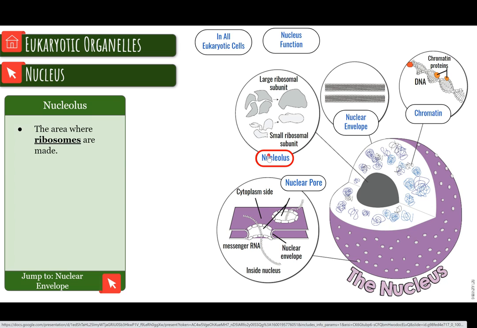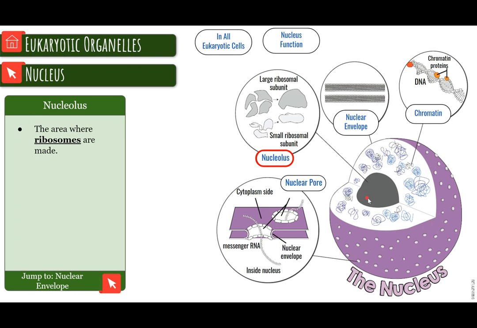Inside the nucleolus, which is inside the nucleus, is where we make ribosomes. Surrounding the nucleus is basically a nuclear envelope. You could call it a nuclear membrane as well.